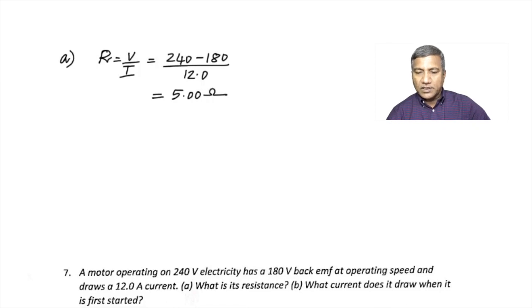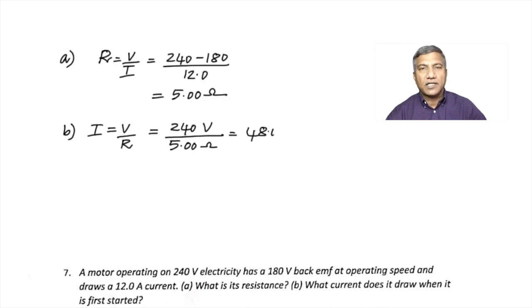And then in the B part, what current does it draw when it is first started? When it is first started, the motor is not rotating. Therefore, there is no back EMF since there is no induction. That means the entire voltage of 240 volt is applied, and therefore the current would be 240 volt divided by the resistance. Resistance is already found to be 5 ohm, so 48 ampere, and we see that that is a dangerously high current, and that's why we need a starter resistance to limit the current at the start of any motor. So that indicates the use of a starter resistance at the beginning.